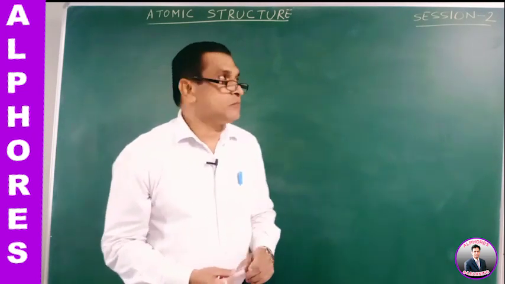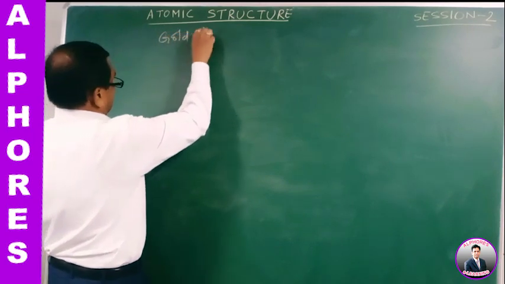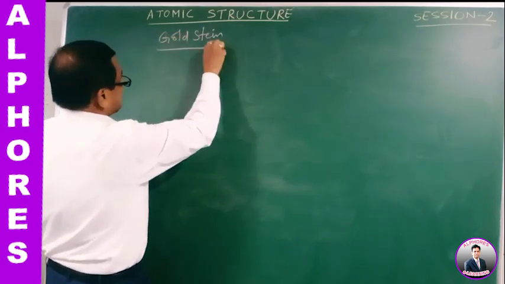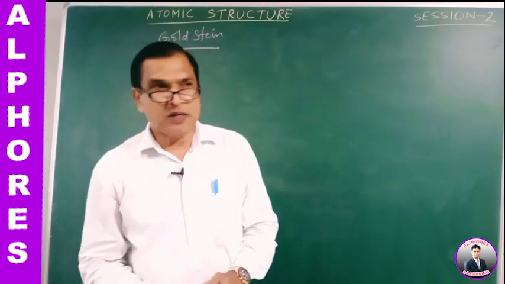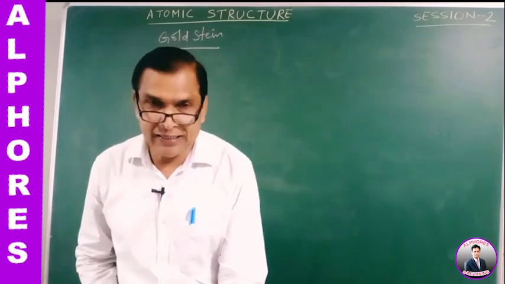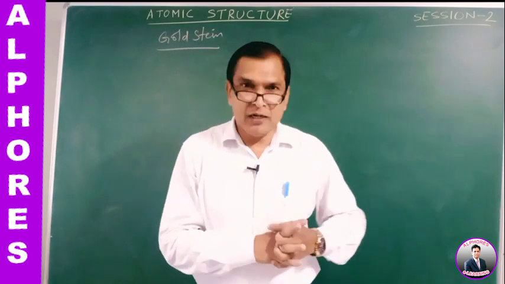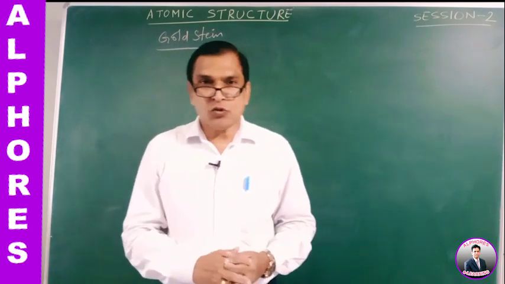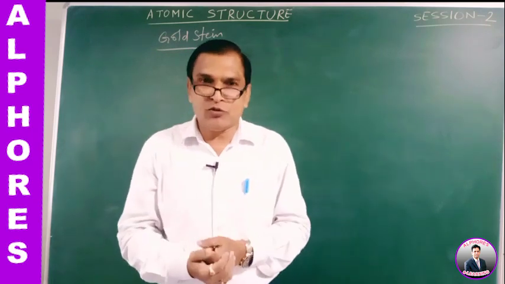Goldstein experimentally discovered protons, that is anode rays, or they are called canal rays. So he repeated the discharge tube experiment of J.J. Thomson. The gas is in this discharge tube, and a perforated metal cathode is used.